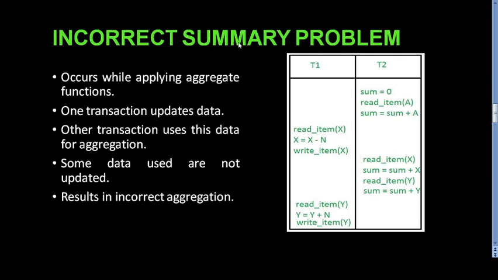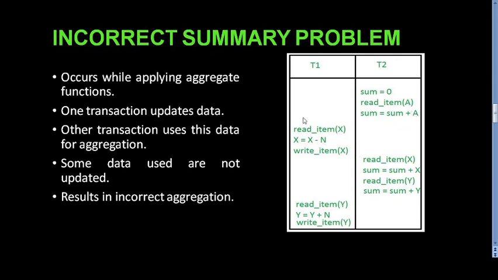So next is the incorrect summary problem. This incorrect summary problem takes place when we are applying aggregate functions, like sum, average, all that. When a transaction is performing such aggregate functions, these problems can arise. So in this case, see, there are two transactions T1 and T2, and T2 is doing a sum operation. Sum is equal to 0. It is reading a data item A.